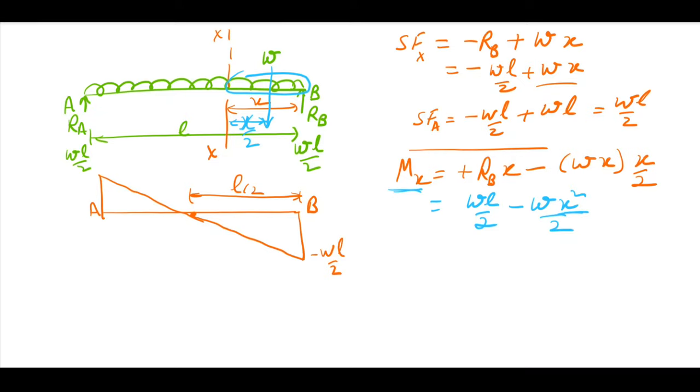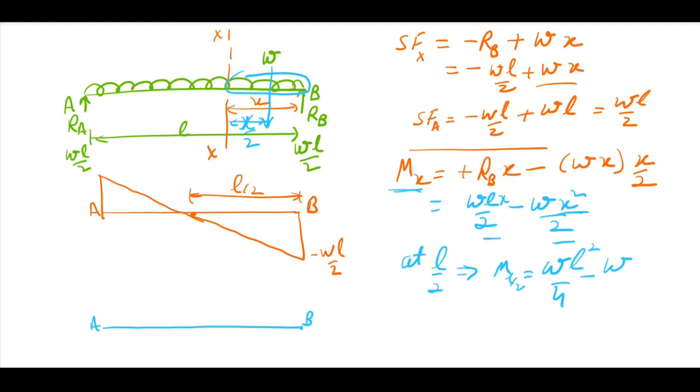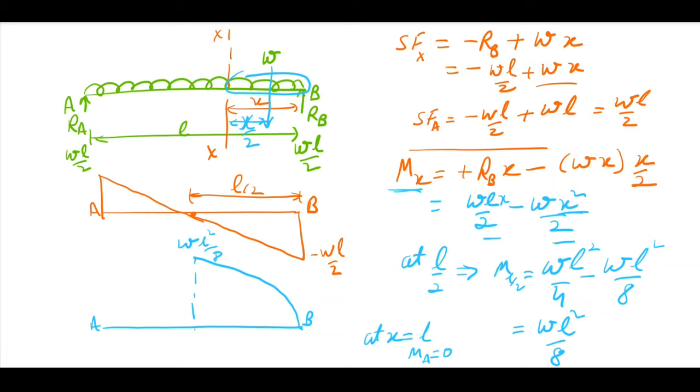So if I want to draw the graph, or you can say bending moment diagram, at B, X is equal to 0, when I put X is equal to 0, both the terms will become 0, so moment is 0. At L by 2, I get M at L by 2 is equal to WL square by 4 minus WL square by 8. So it will be WL square by 8. When X is equal to L, M at point A will be 0. Here you can see that the variation is parabolic and the value will be maximum at L by 2, and its magnitude is WL square by 8, and it will again become 0 at point A. So variation is parabolic.